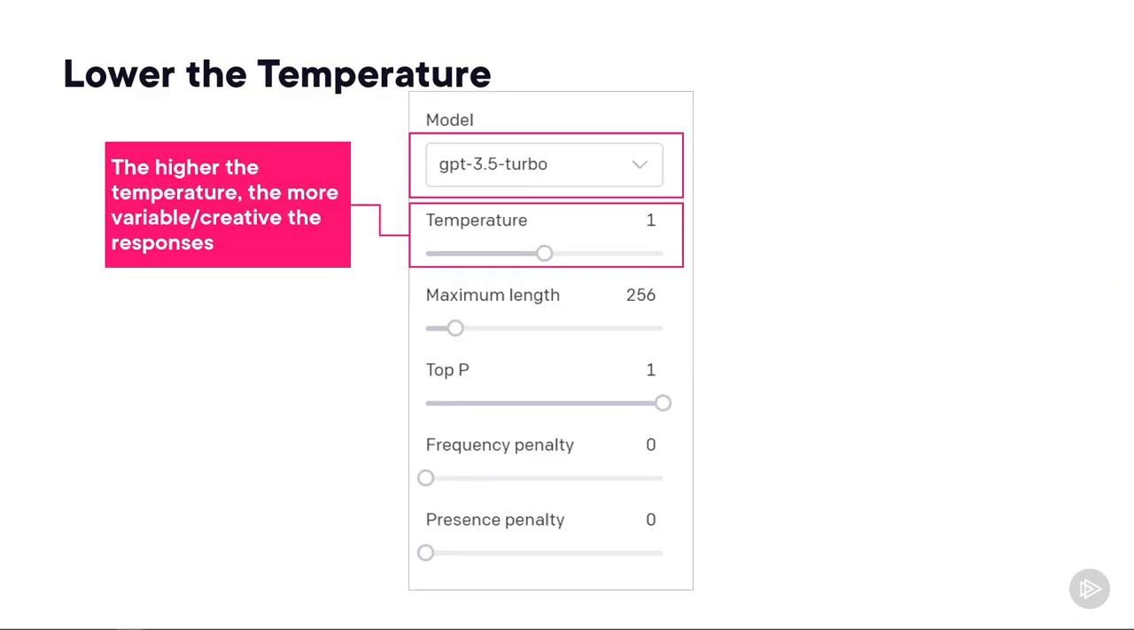The other way you can help the model be more confident in its responses is to lower the temperature. A lower temperature, closer to 0, will lead to more factual, confident answers, versus a higher temperature leads to more creative and thus less confident responses.